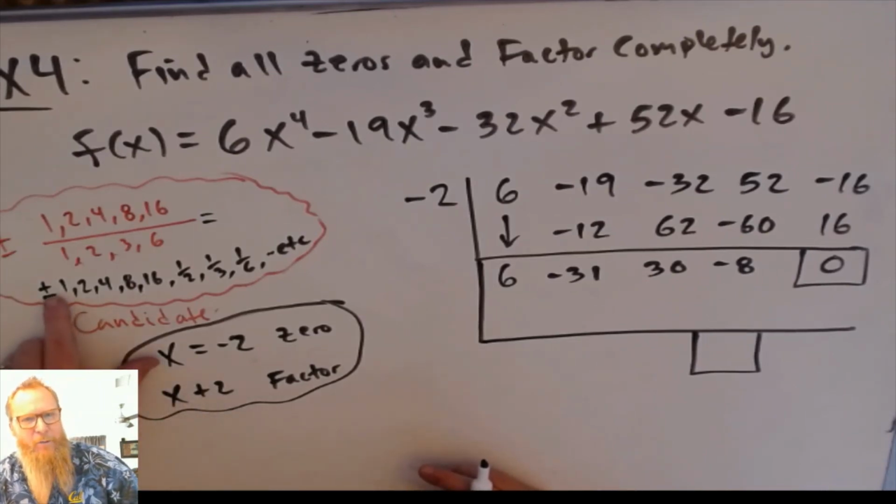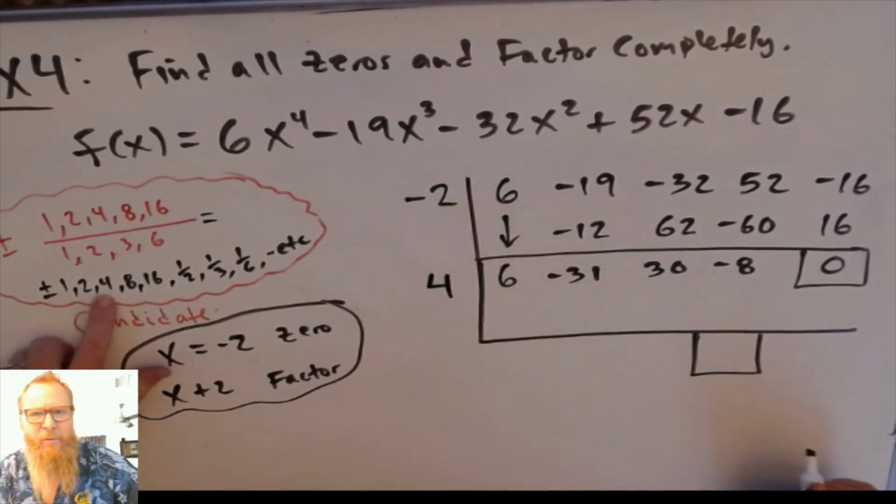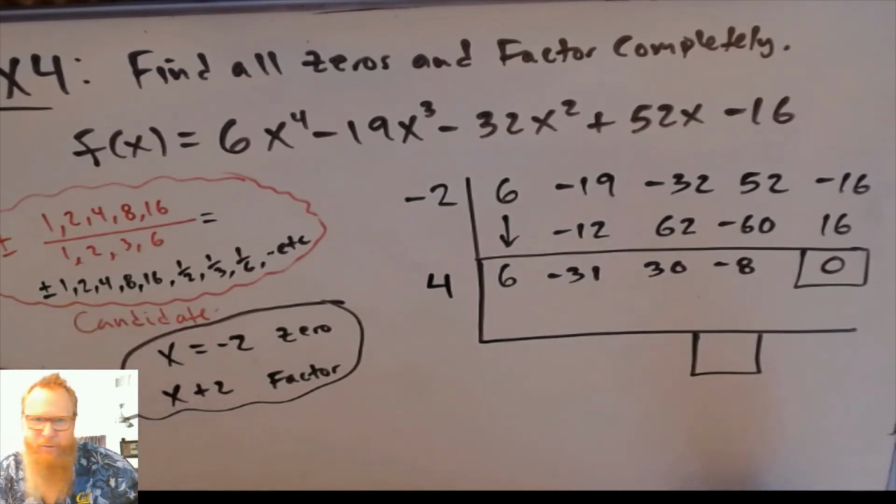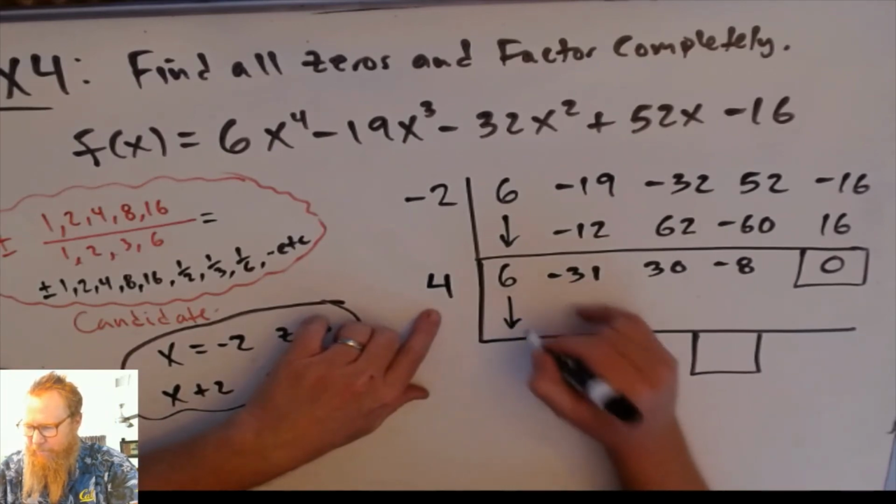We tried 1, we tried -1, we tried -2. We could try 4, or we could try -4, or we could try +2. There's lots of other candidates. Go with 4. I'm going to go with 4.